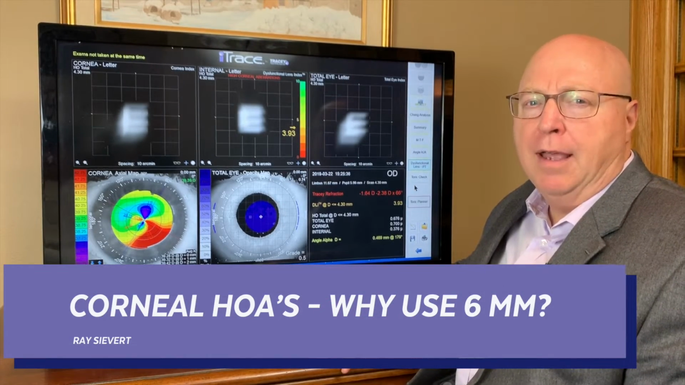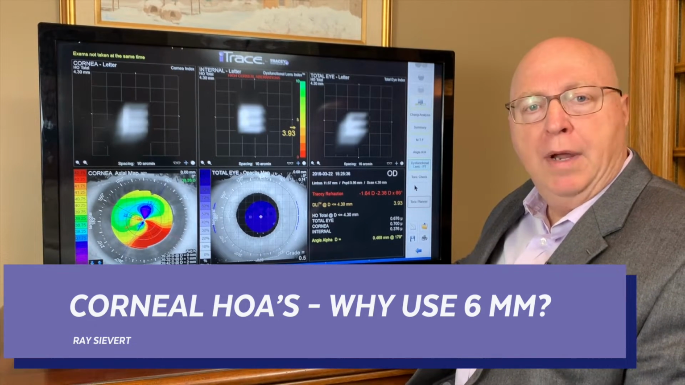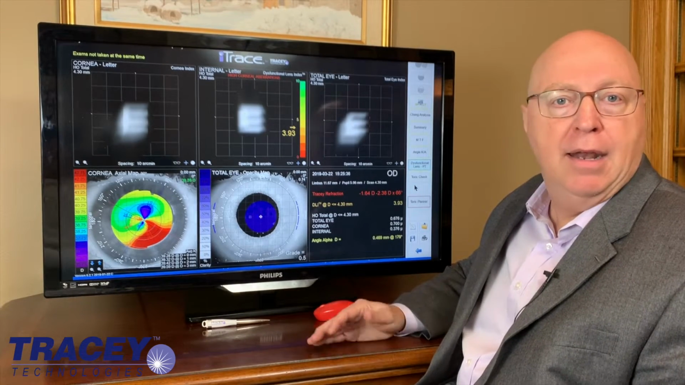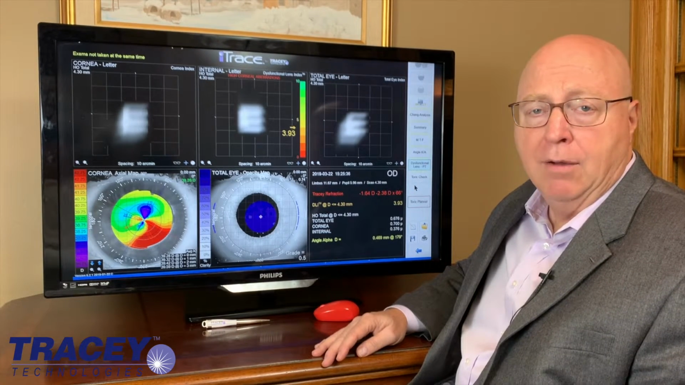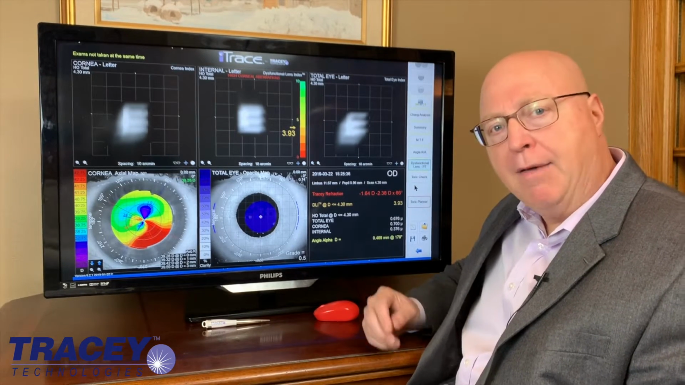We have an interesting case today that taught me a lot about the industry standard. We typically use 6 millimeters of cornea to look at spherical aberration and high order aberrations and other things. But is that the right number? I'm actually here to tell you no, it's not. One size doesn't fit all. It depends on how big the pupil is. Let's dive into this case.